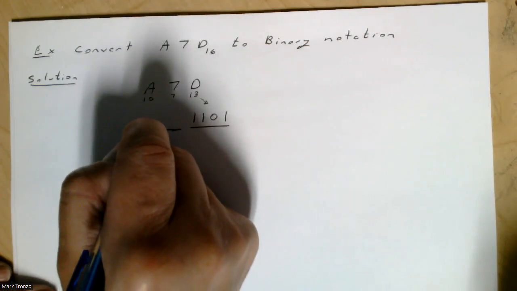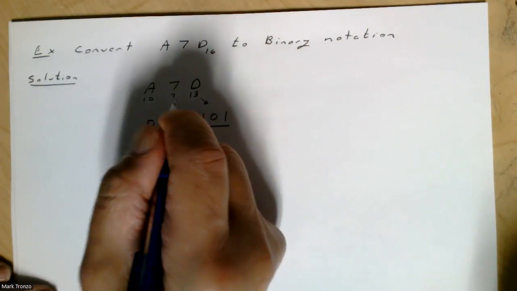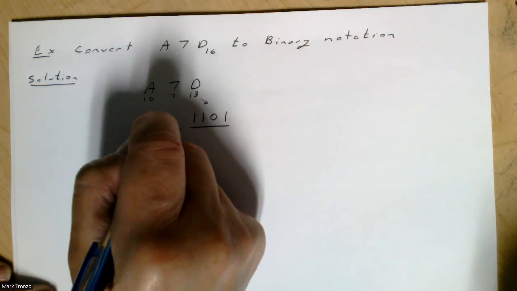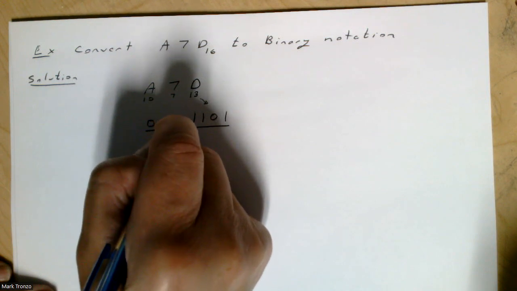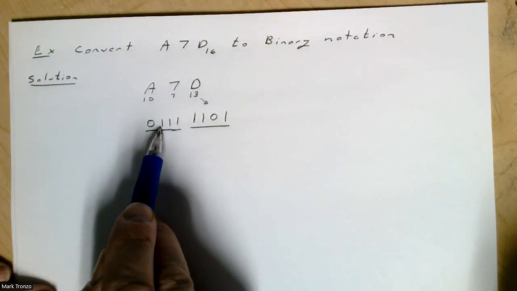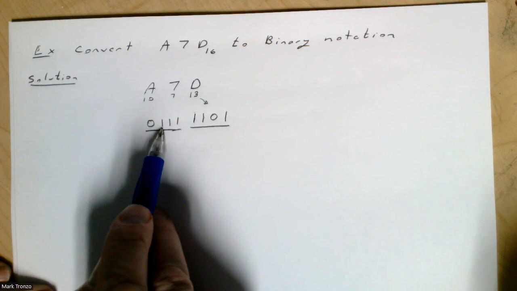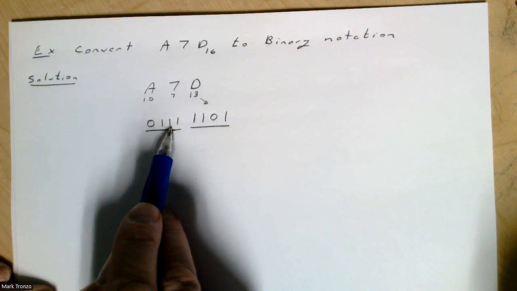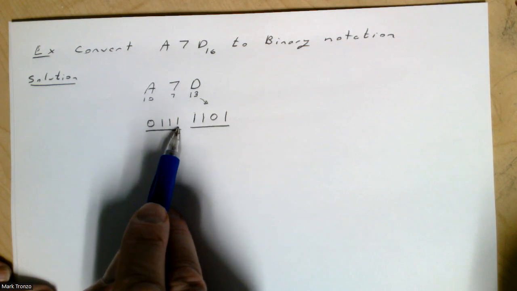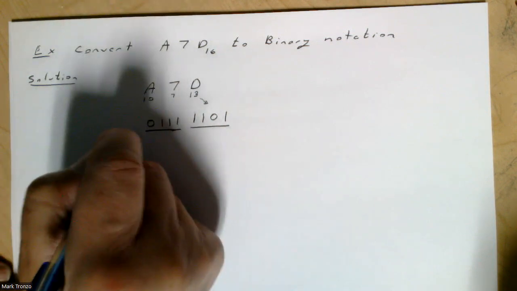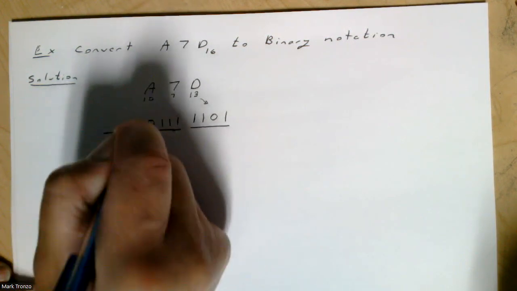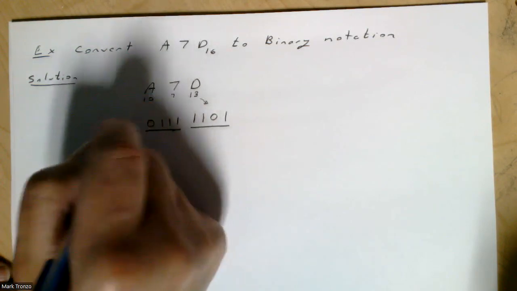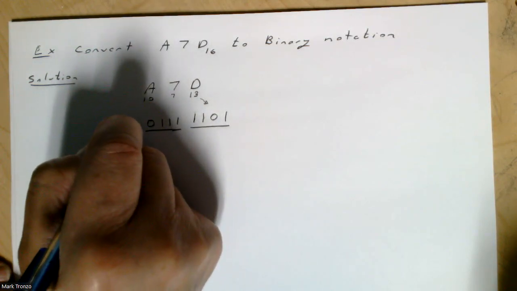Again, the first digit's an 8. And we're going to need a 4, a 2, and a 1. 4 plus 2 is 6, plus 1 is 7. Then over here, we have a 10. So we're going to need an 8 and a 2.